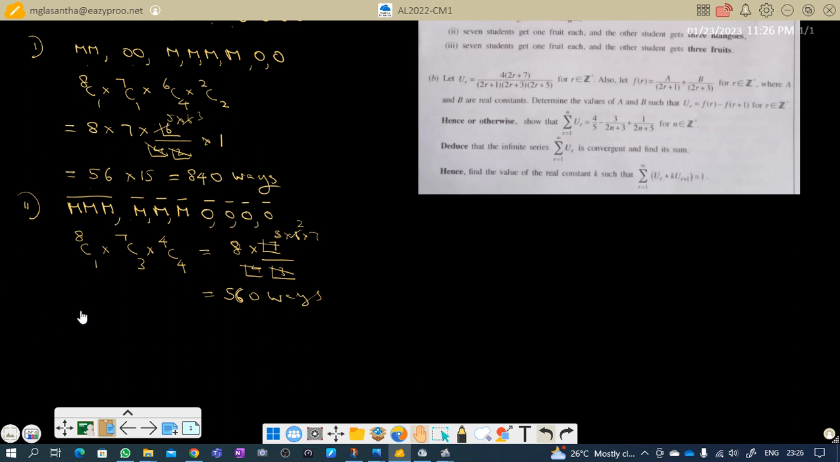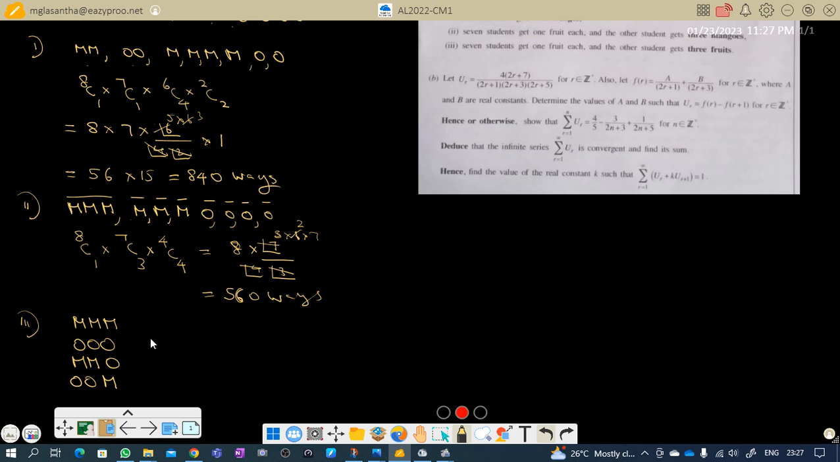Then if you take the third case, seven students get 1 fruit each and the other student gets 3 fruits again. This is somewhat complicated, because one student can have 3 fruits, but those 3 fruits can be of different kinds. What are the ways of selecting different fruits? You can set them in categories: 3 mangoes, 3 oranges, 2 mangoes and 1 orange, or 2 oranges and 1 mango, in 4 ways.